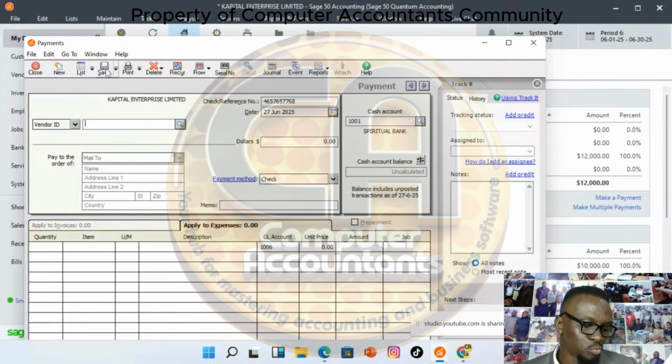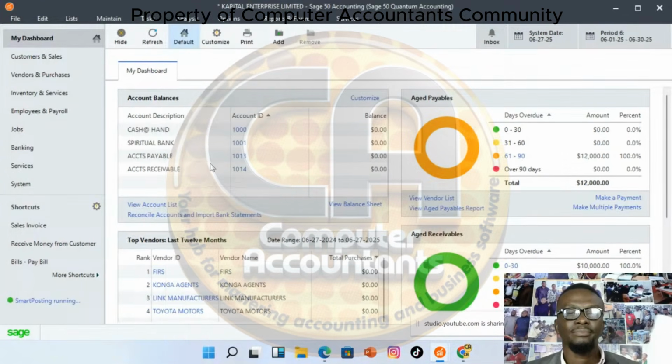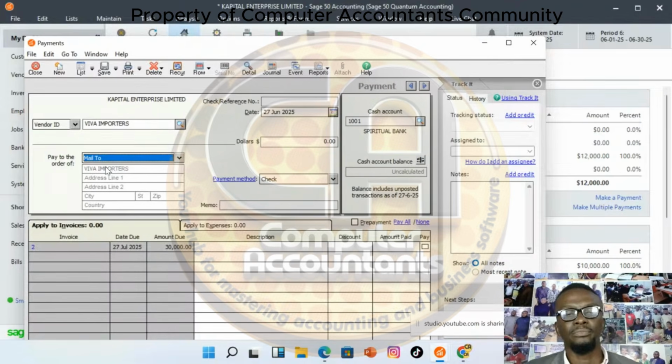Then the next one is Viva Importers. We are also paying Viva Importers by check. I think virtually everybody is being paid by check. So I'll go back to tax and select payment. Then call up Viva. You can see what we are owing Viva, 30,000, also by check. So bank, the check number, spiritual bank. Let's see what we have left. Our money has reduced from 250 to 233 now.